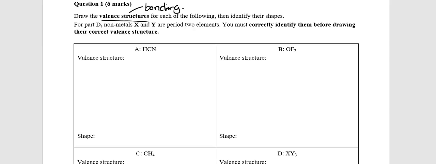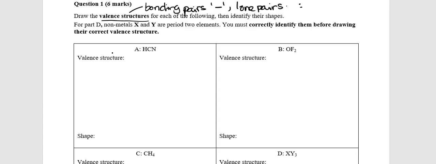So the bonding pair of electrons will be shown using the dash, and the lone pairs using the dots. So you need to show both lone pair and bonding pairs of electrons for the valence structure. And for the last part, you also need to identify the elements before you draw them. So we're going to start with part A. So you have H, C, and N.